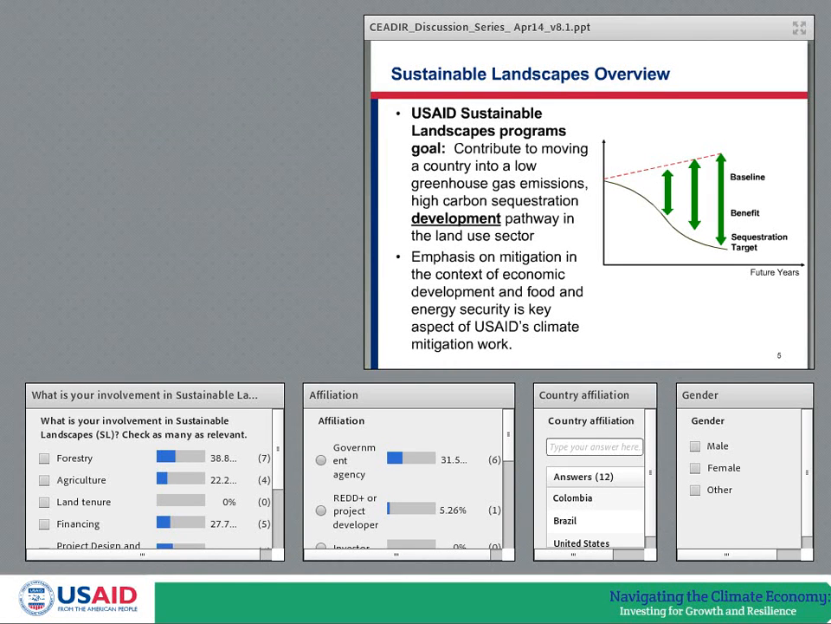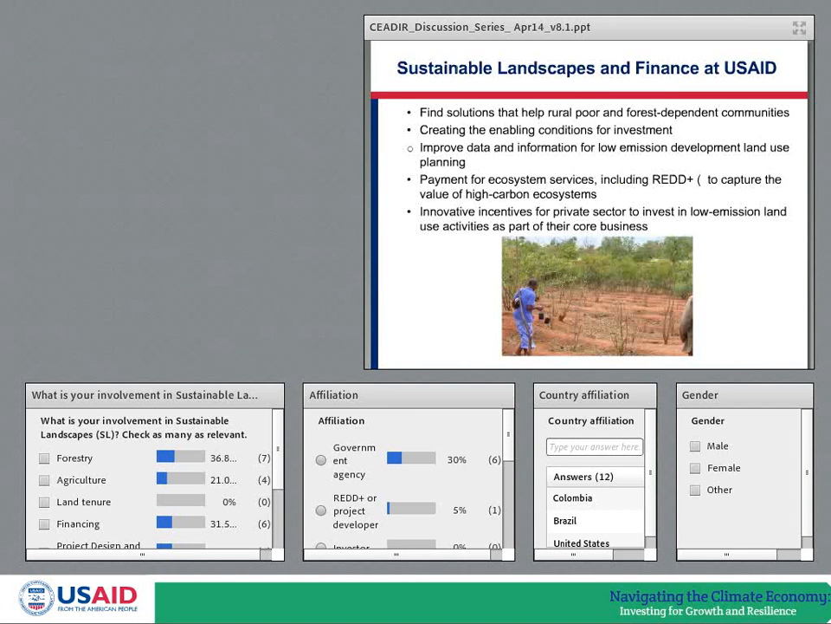And so sequestration and mitigation is trying to reduce that level of carbon emissions below what would otherwise take place. So at USAID, we're focusing on sustainable landscapes and finance, trying to find solutions that help the poor and help forest-dependent communities. So it's not solely carbon mitigation, but it's a dual, multiple objective. We're trying to create the enabling conditions for investment, both public investment and private sector investment, and improve data and information for low emission development and land use planning.